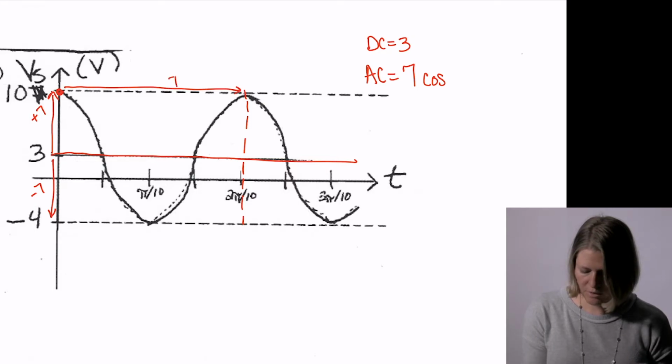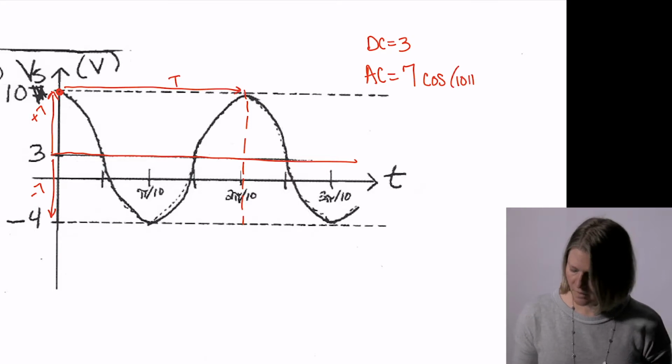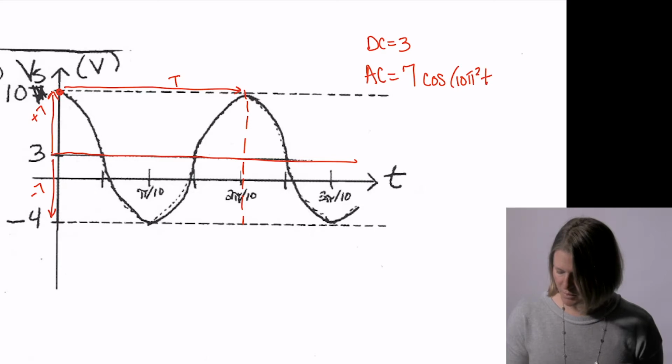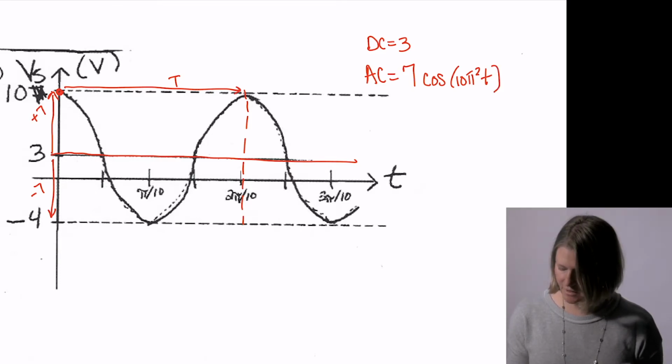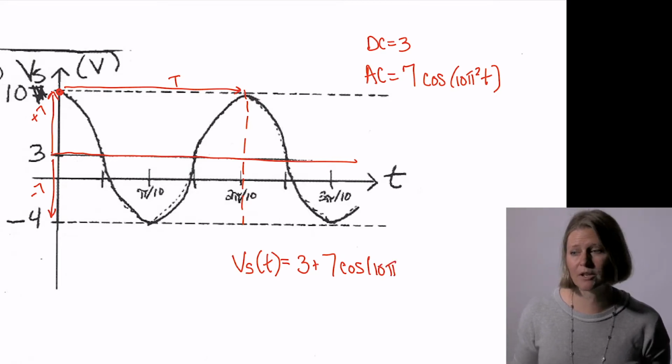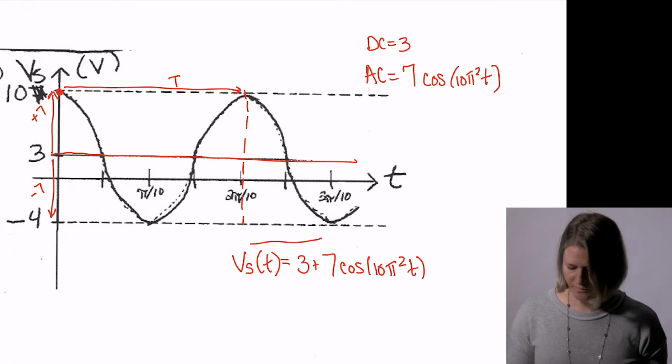And so we can use the same value we had up above, which was 10 pi squared t. And so combining these, we would write Vs for this case as 3 plus 7 cosine 10 pi squared t. And that would be our answer to describe mathematically this signal.